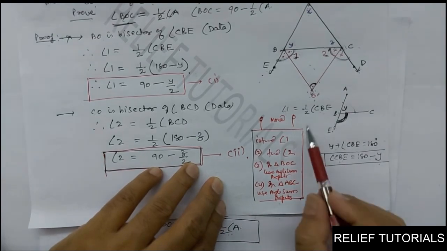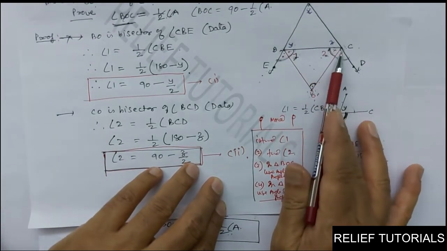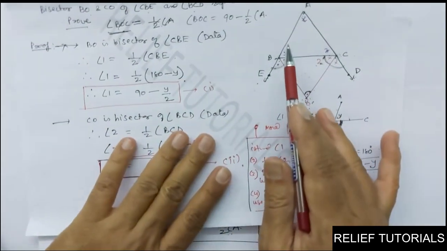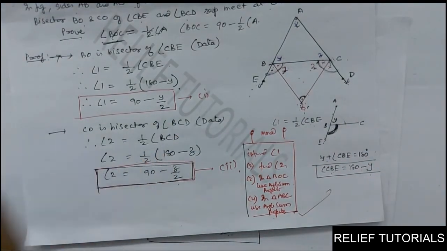Are you good? So, what is the moral of the story? First you will find angle 1, then you will find angle 2. Use the angle sum property in BOC. Use the angle sum property in ABC. Clear? That's all. You will get the answer.